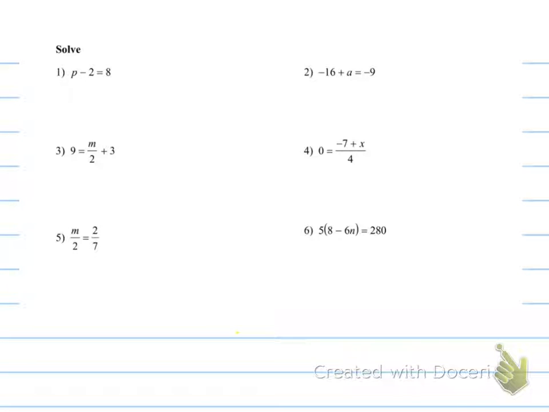Okay, so we're going to fly all the way back to the beginning of the year when we talked about solving equations. So we're starting off basic. Number one, we're going to solve for p.